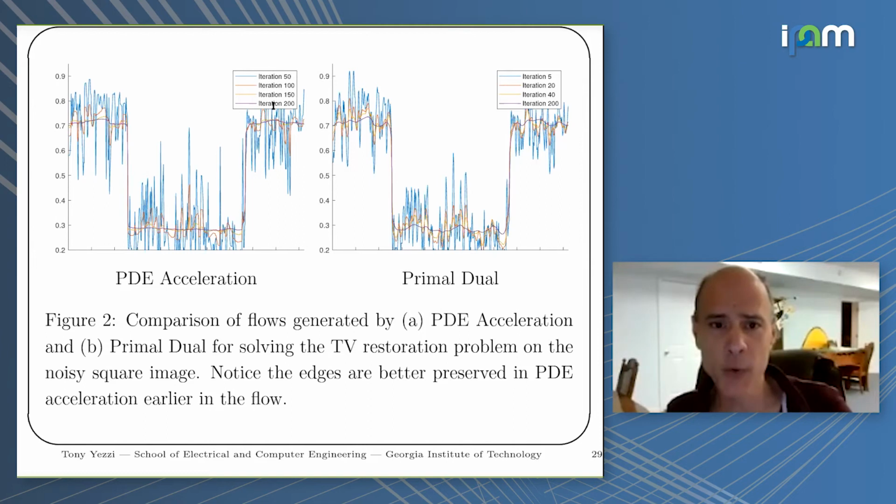This is PDE acceleration. So you see the green is in the beginning, then the red is midway through, the orange is further away, and then finally this is the converged result. And we get an even better edge preservation here than we get with primal dual.